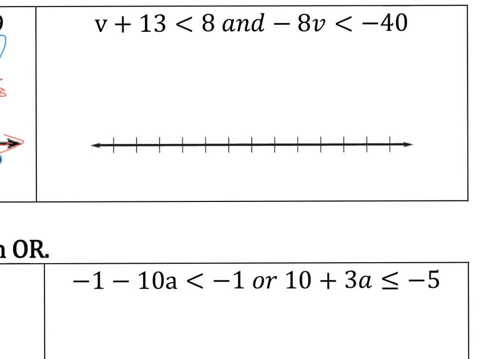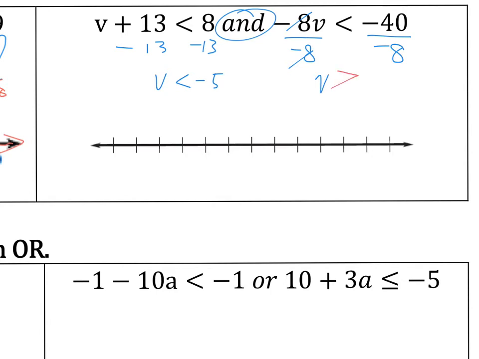Now here we have a special case. Let's see. Subtract 13 from both sides of the inequality. So v will be less than negative 5. And this is an and. Okay, and we want to divide by negative 8. And because we divided by a negative number, we need to reverse the inequality sign. Negative 40 divided by negative 8 gives you a positive 5.